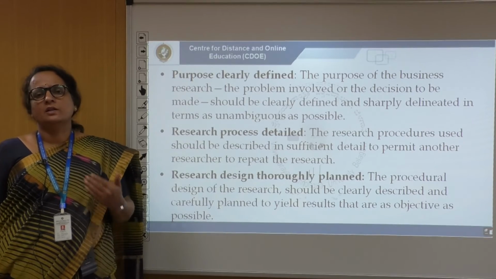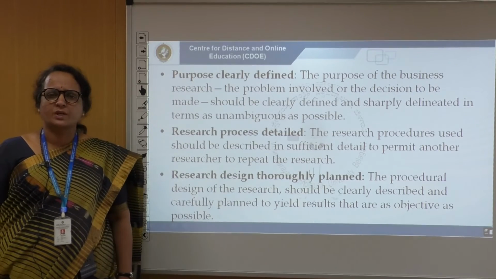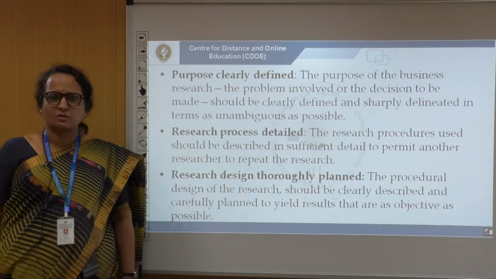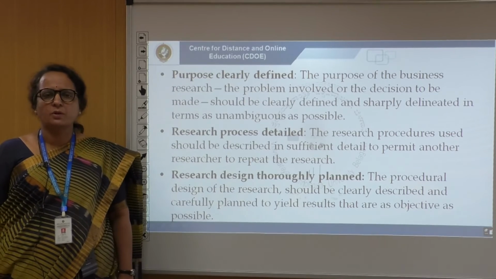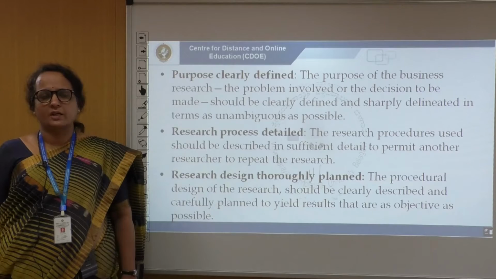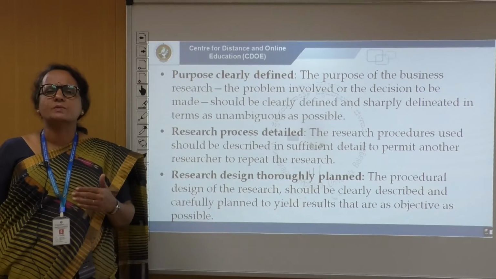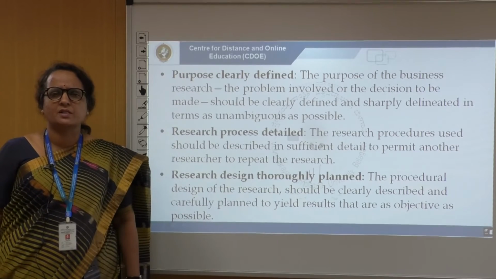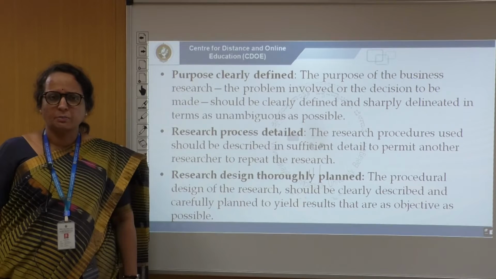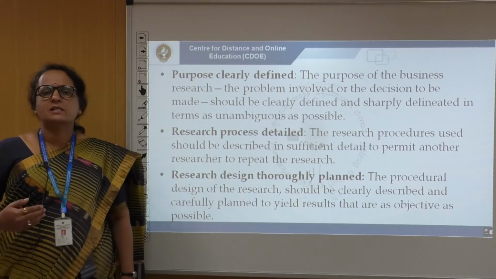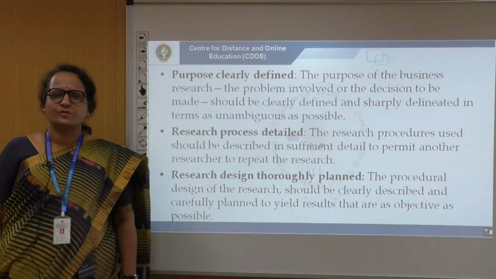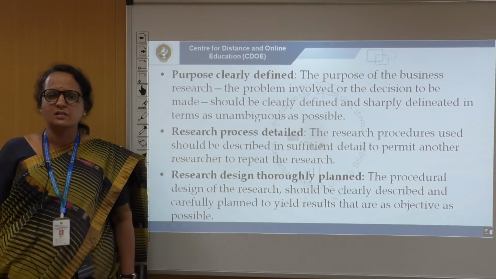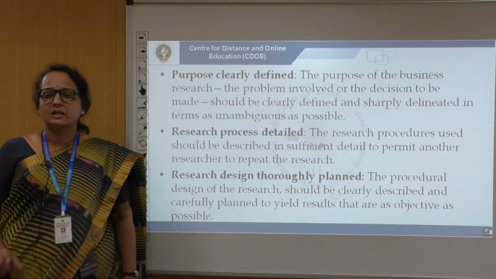So the researcher will always first start with the objectives or the purpose of the research. It should start with a clear definition of the research problem and a clear purpose of the study. The researcher must be very clear about why the research study is being carried out, the purpose behind it, why a study is conducted. That is what is called the purpose of the research or the objective of the research. So the first criterion is that the purpose must be clearly defined.